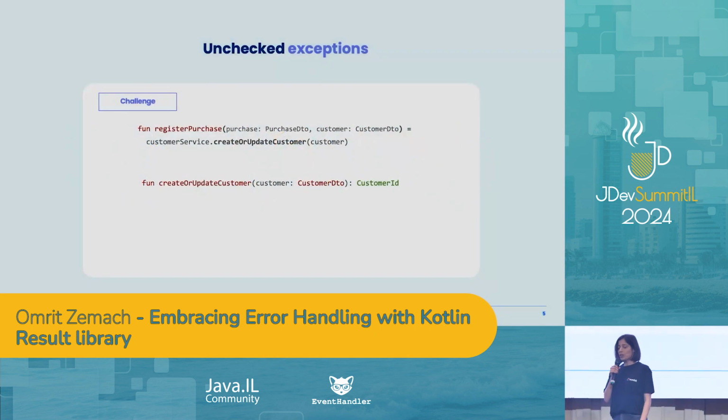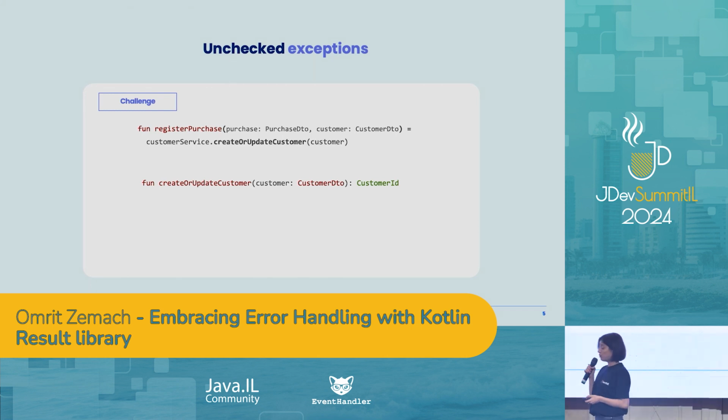The first and most critical challenge is that in Kotlin, all exceptions are unchecked. Also in Java, we have the concept of unchecked exceptions. What it basically means is that the compiler doesn't force us to handle an exception in case we are calling a function that throws one. It also doesn't require us to declare in the function signature that it's throwing an exception. So a developer may not be aware of the potential exception that can happen at runtime.